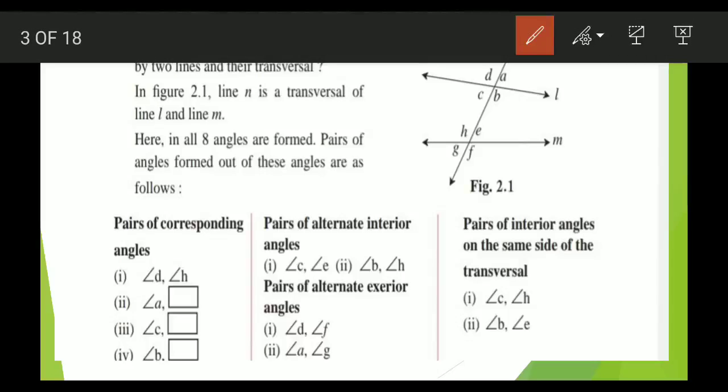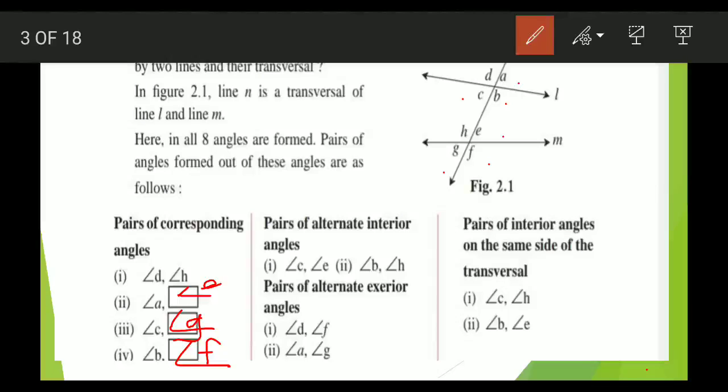Now angle A. Where is angle A? Angle A and angle E. Angle C. Where is angle C? Angle C and angle G. Angle B. Where is angle B? Angle B and angle F.